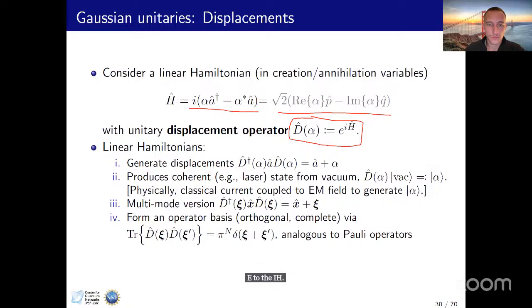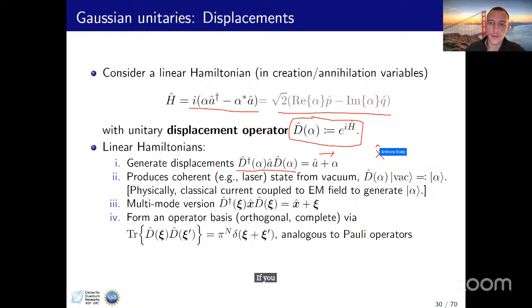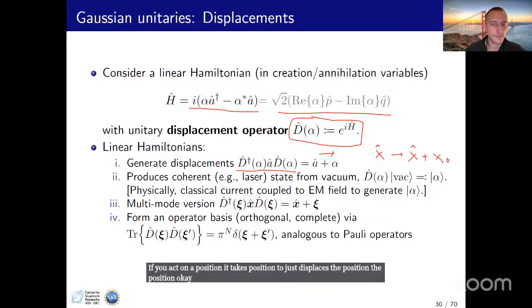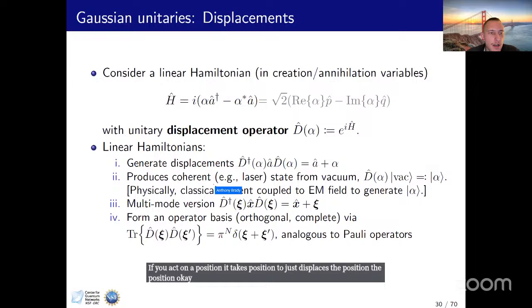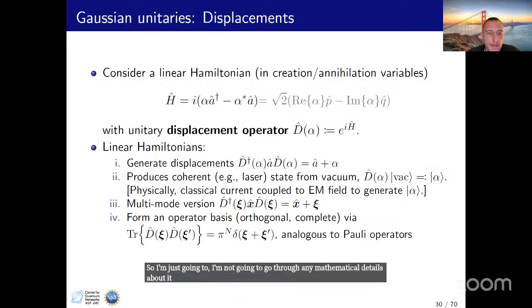And why do we call this the displacement operator? The reason is that if we act with it on the a hat, the annihilation operator, it just displaces it by a constant. Similarly, if you act on position, it just displaces the position. I'm not going to go through any mathematical details about it. I'm just going to state some properties of it.